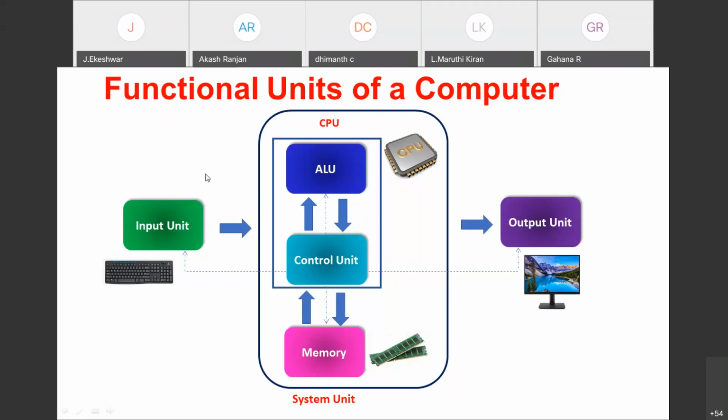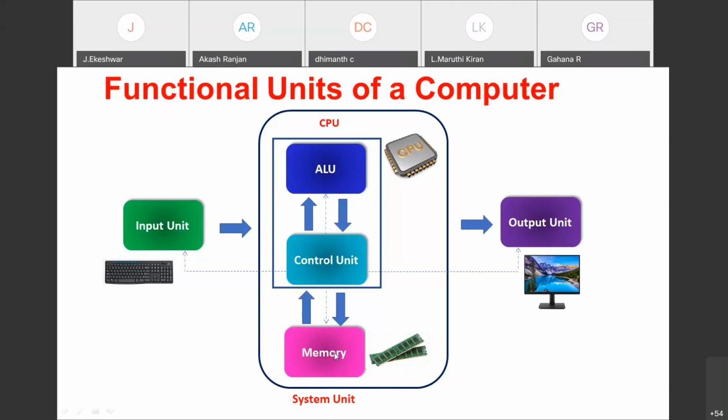Through the input unit, input is fed to the system, and whatever program instructions are read will be stored in the memory. One by one the instruction is fetched from the memory, decoded and executed by the central processing unit. So these are the components we have. And what you need to remember is the control unit is responsible for controlling and coordinating all the activities in the system.